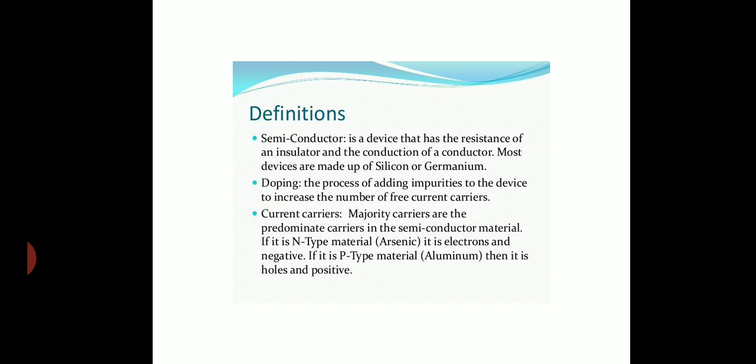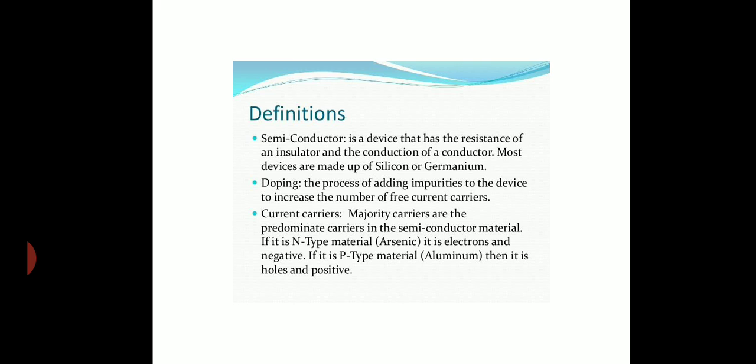Some definitions in this topic. Semiconductor is a device that has the resistance of an insulator and the conduction of a conductor. That means semiconductor is a combination of insulation property and conduction property in a conductor. Most devices are made up of silicon or germanium.